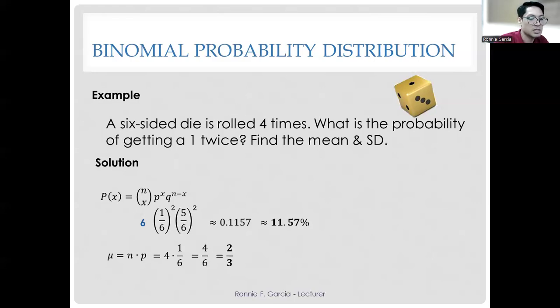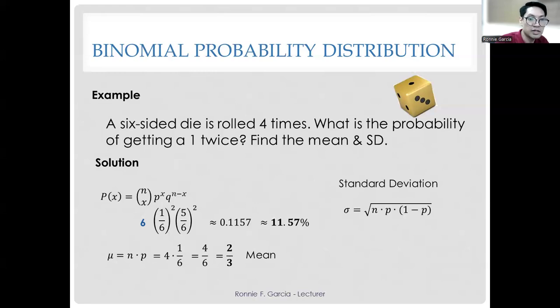So what does it mean? So it means that if you do the trial again and again and record getting a 1 twice in every 4 rolls, because you need to roll the die 4 times, then you will get an average of 2 over 3. That is the mean. So how about the standard deviation?